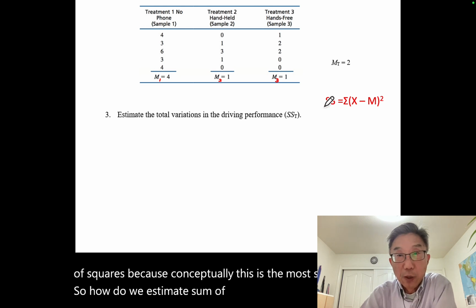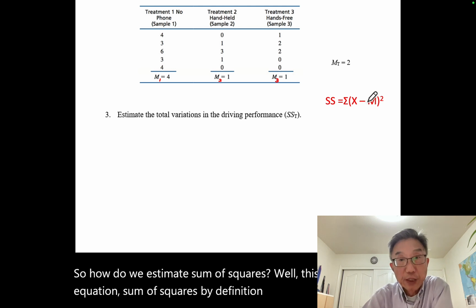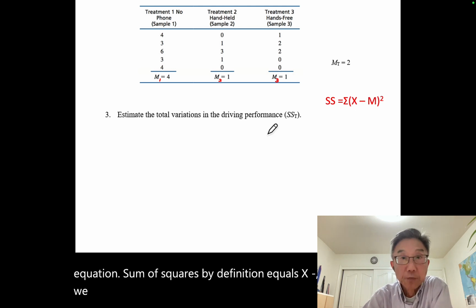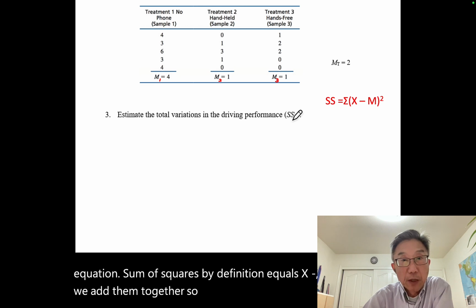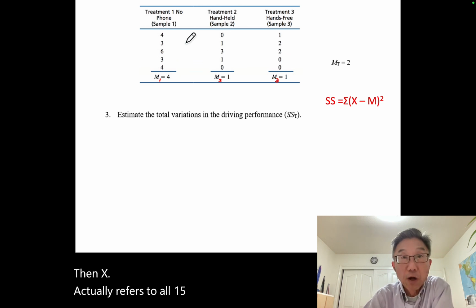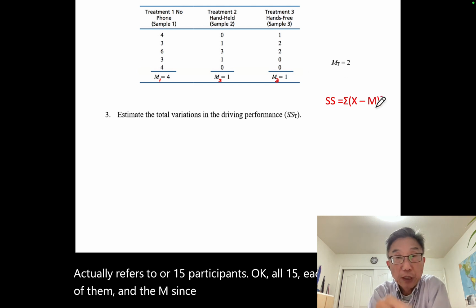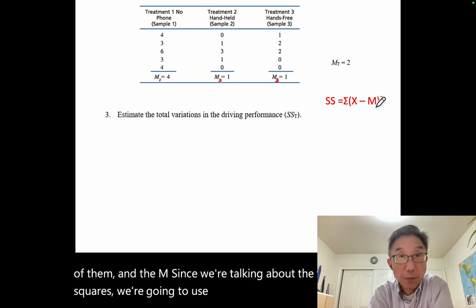So how do we estimate sum of squares? Well, this is the basic equation. Sum of squares by definition equals the sum of (x minus M) squared, added together. If we are talking about sum of squares total, then the x refers to all 15 participants, each and every one of them. And for the M, since we're talking about the total sum of squares, we're going to use the grand mean.